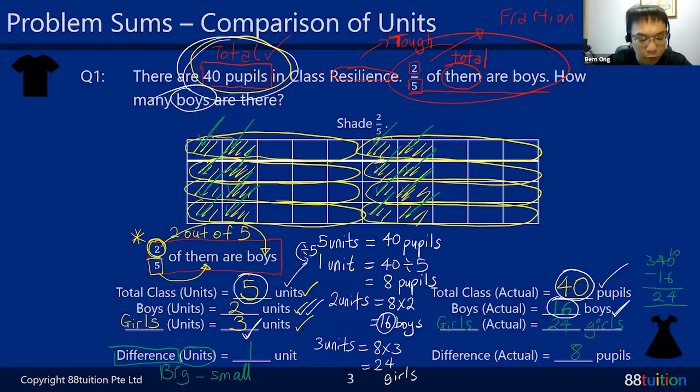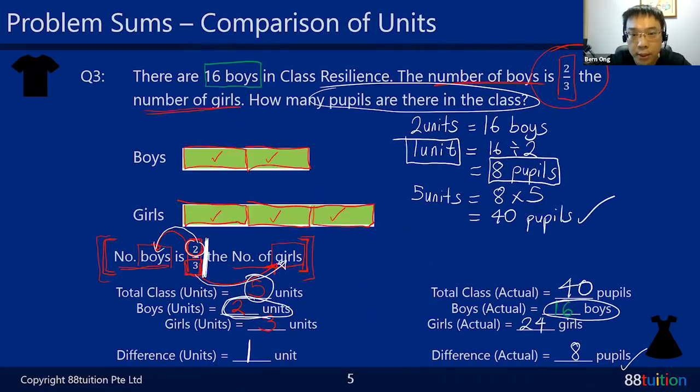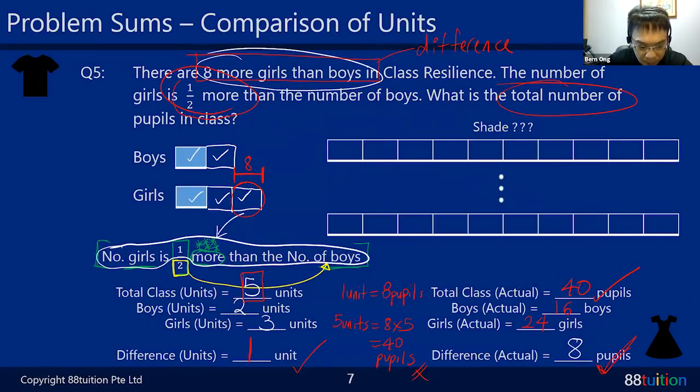Okay, so let's go on to question 5. Andy, you say that what? Let me see. You say that it says girls have 2 times more than boys. Really? Where? Question 5. Number of girls is half more than number of boys. Nope, it doesn't mean that.